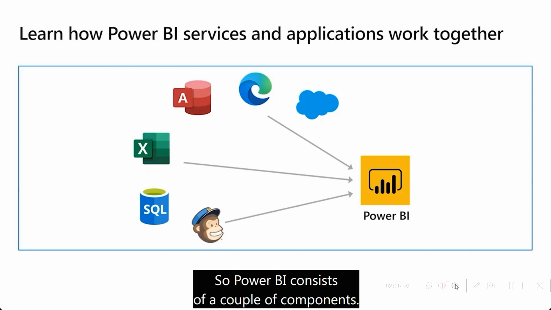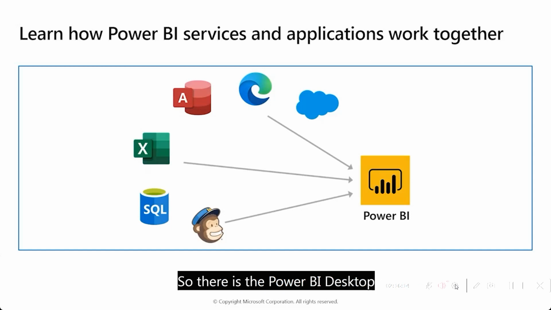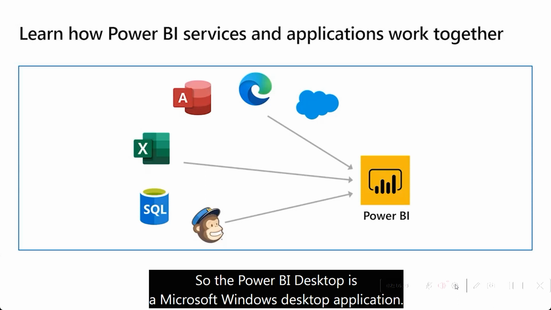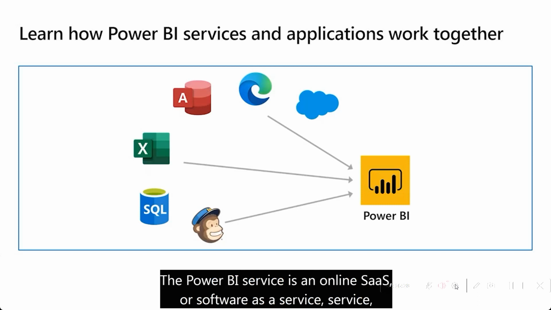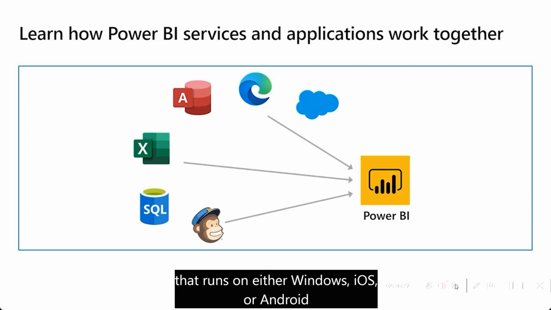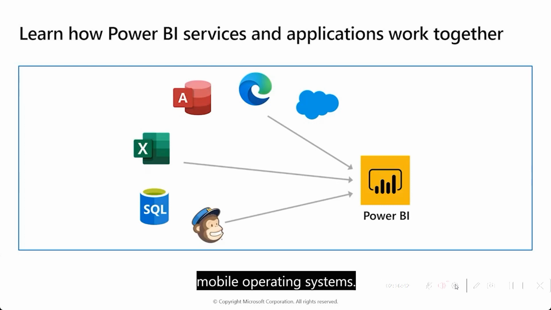So Power BI consists of a couple of components. There is the Power BI desktop, the Power BI servers, as well as the Power BI mobile app. The Power BI desktop is a Microsoft Windows desktop application. Power BI service is an online SaaS, or software as a service, and the Power BI mobile app is essentially a mobile app that runs on either Windows, iOS, or Android mobile operating systems.